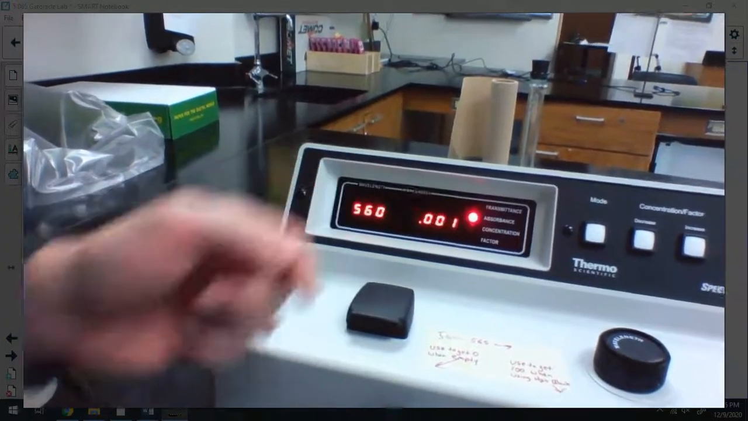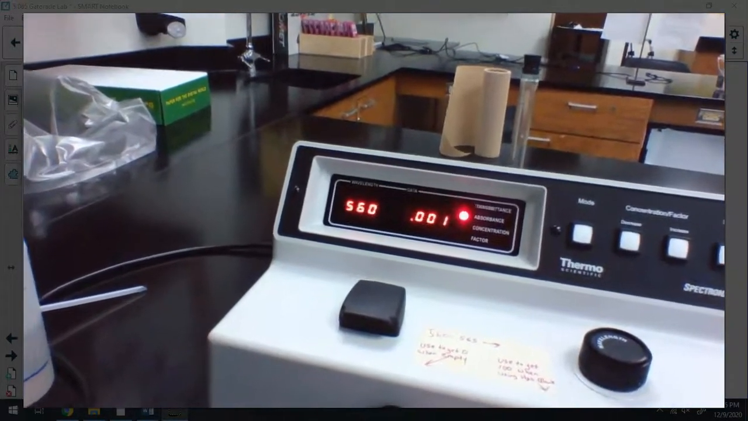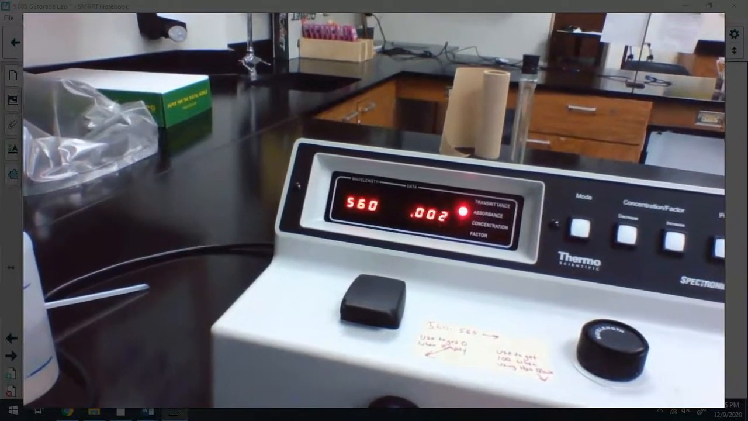Now, it's drifted just a tiny bit. We're at 0.001. Let's see if I can get it back. Oop, wrong way.